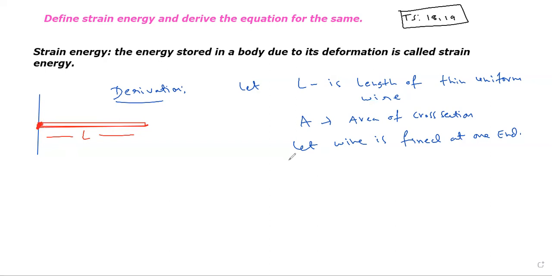Now an external force F is applied on the wire, so you can find some elongation in it. Let it be e. What is the next step here?